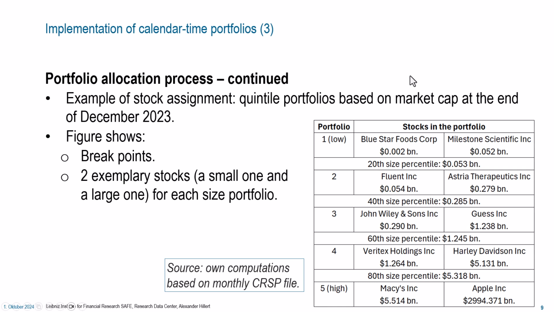Okay, and of course, each quintile portfolio does not only contain 2 stocks. In reality, it would contain 20% of the full cross-section. At the end of December, we had a cross-section of about 4,000 stocks in the US stock market, meaning that each portfolio would contain 20% of 4,000 stocks, so roughly 800 stocks per portfolio.